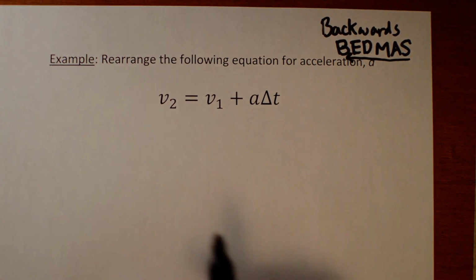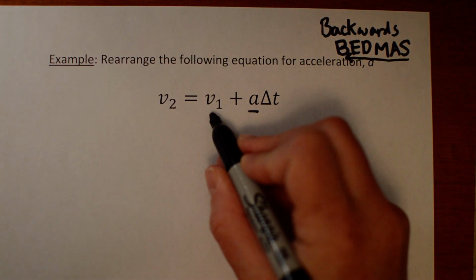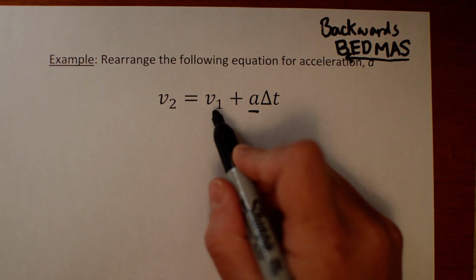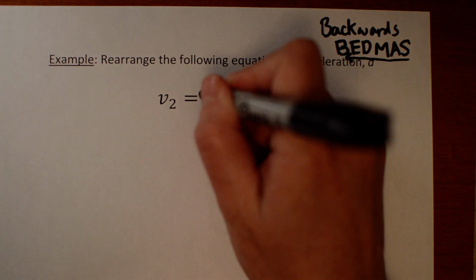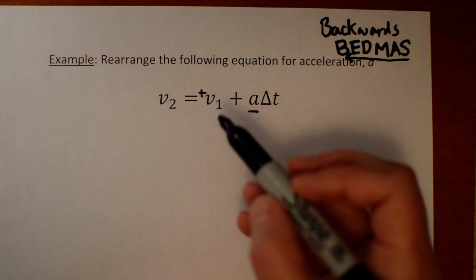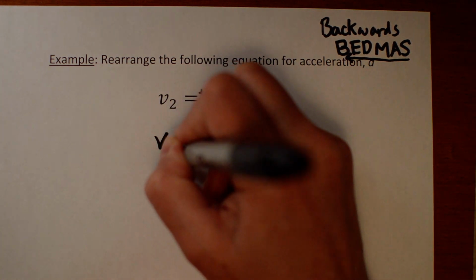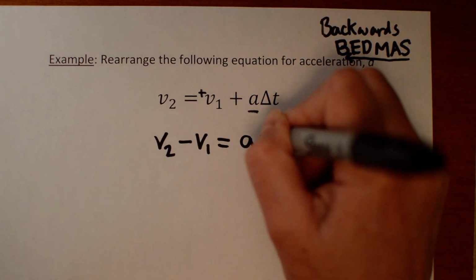So I'll show you what that looks like. Here, we're trying to rearrange for acceleration, right? So I could either move the v1 away from acceleration or the delta t. It's going to be a lot easier if I move the added thing first. So I'm going to move the v1 first. v1 is being added, there's a little hidden positive sign in front of it, so I'm going to subtract it from the other side to move it away. So I'll have v2 minus v1 is a delta t.